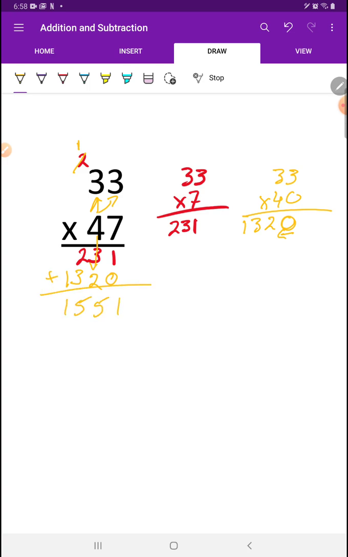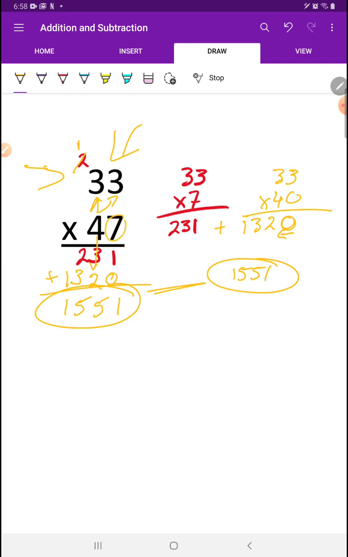So my answer is 1,551. And the same thing here, if I add those, I get 1,551. So it's just 2 ways of doing the same thing. This is obviously the faster way because you don't have to rewrite everything. Okay, but you've got to remember that your bottom number multiplied by both top numbers, then this bottom number multiplied by both top numbers, and remember to push that 0 over.